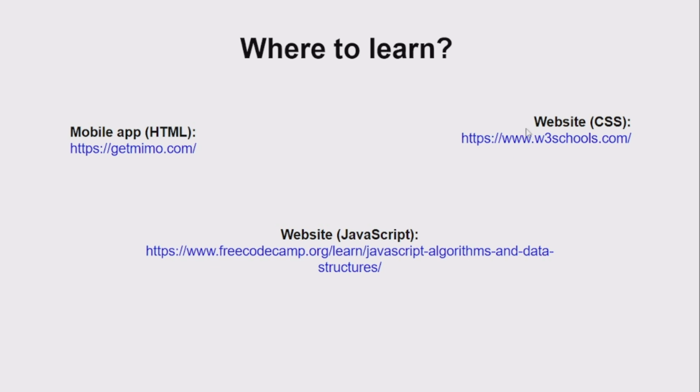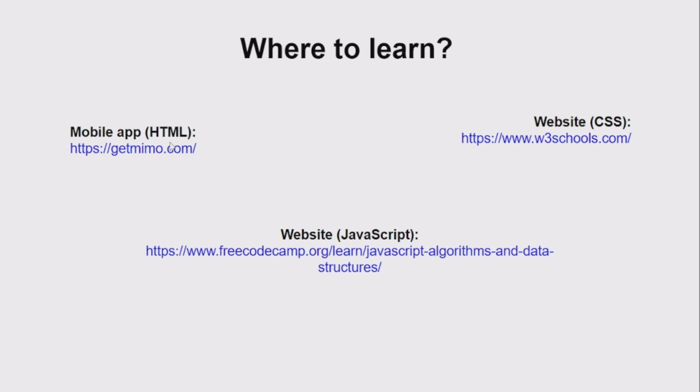The second place is W3Schools. You could learn all of these from W3Schools, but it's a lot better if you start off with getmimo.com, right? If you start off with Mimo, they give you a very beginner friendly, beautifully designed UI and UX application. It's all very beautiful. I guess it's so beautiful that it's overwhelming at that point. But yeah, it's very nice. So you should start off with Mimo.